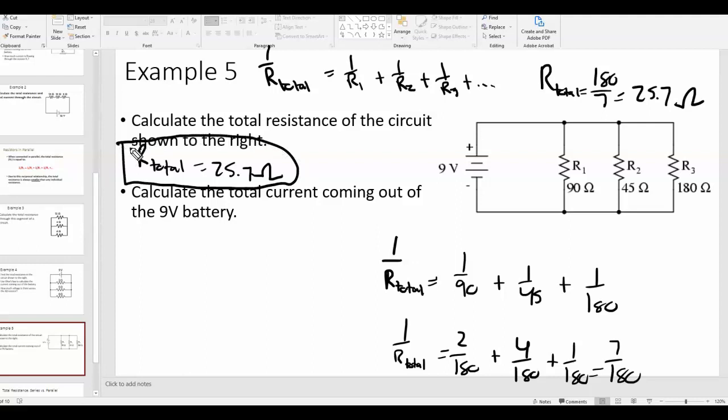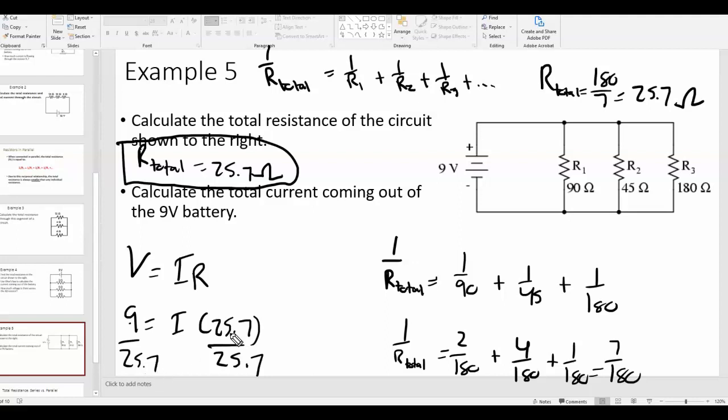Now the last question says calculate the total current coming out of the battery. Now that I have R total, I can use Ohm's law, V equals I times R, and use that to find I. I have 9, I is my unknown, and I have 25.7 as R. I divide both sides by 25.7, and I get the total current coming out of the battery, which is not going to be the same as it is everywhere because the current can split because it's parallel. It's going to be 0.35 amperes. So that is it for example 5. Hopefully that is the answer you got.